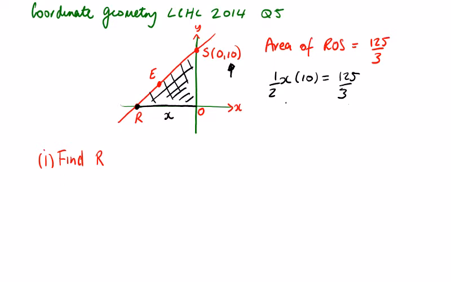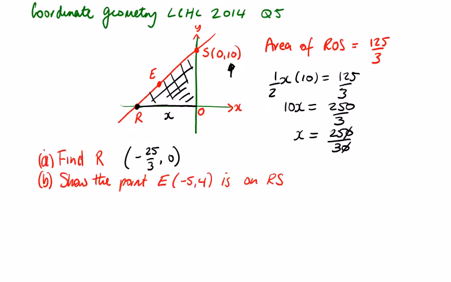So if I multiply by 2, I get 10x is equal to 250 over 3. And dividing by 10, I get x is equal to 250 over 3 times 10. So x is 25 over 3. So the point R has to be minus 25 over 3, 0.